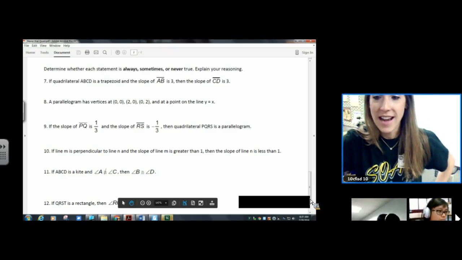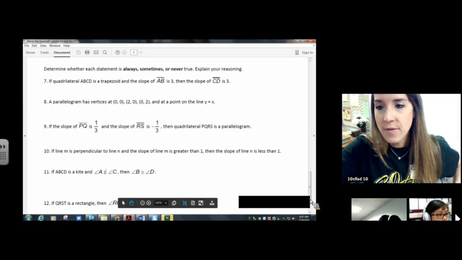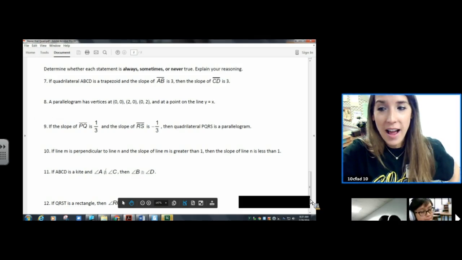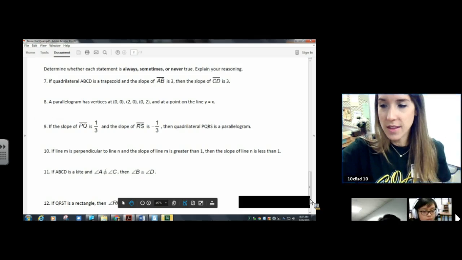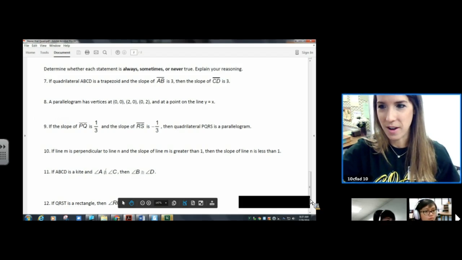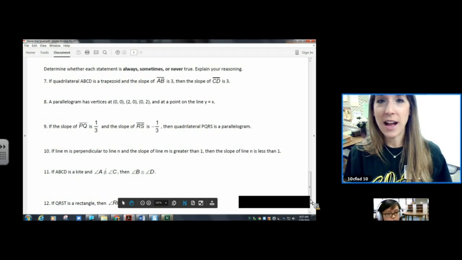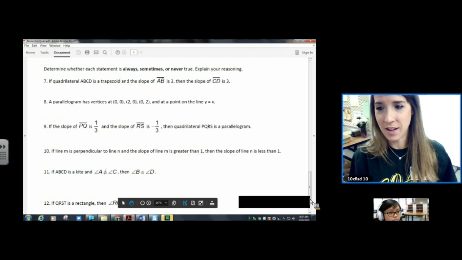All right, number 10 on Name That Quadrilateral. If line M is perpendicular to line N and the slope of line M is greater than 1, then the slope of line N is less than 1. Okay, so let's take a look at this. This really doesn't have a lot to do with quadrilaterals. You're like, why is this on the sheet?